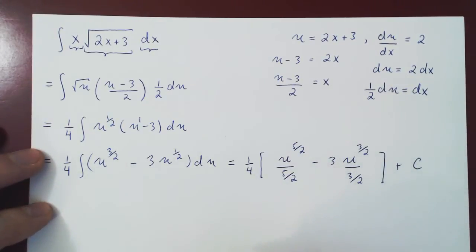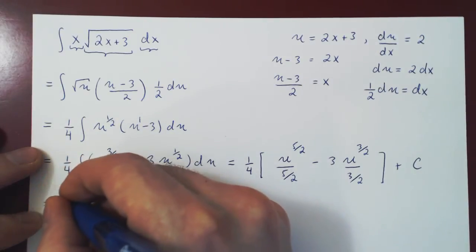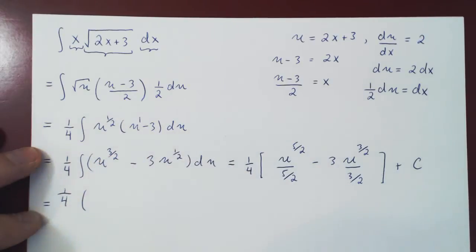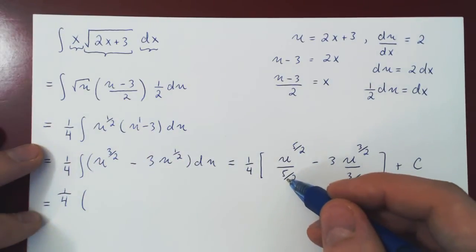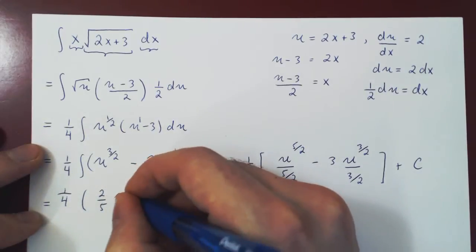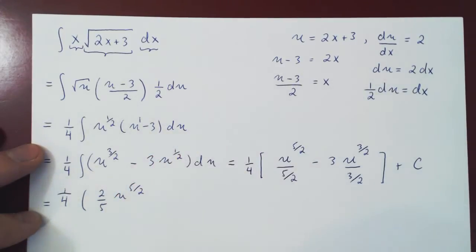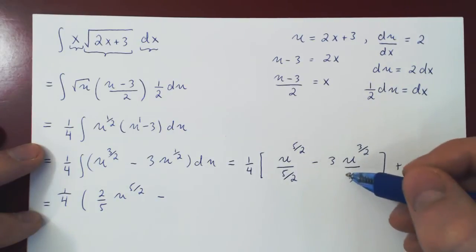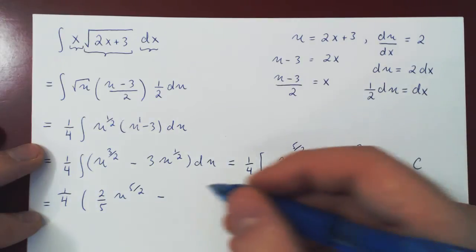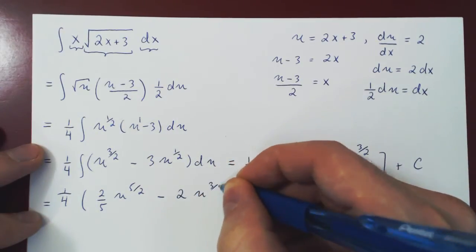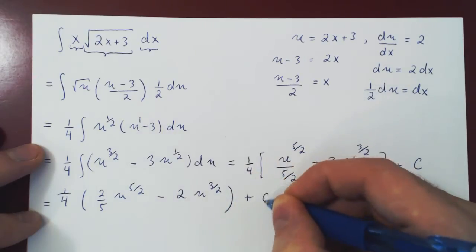Let's clean this up a little bit. We have a quarter. Divide by 5/2, multiply by 2 over 5: u to the 5/2. Minus, divide by 3/2, multiply by 2/3, but 3 times 2/3 is 2, so minus 2 u to the 3/2. Plus, of course, c.